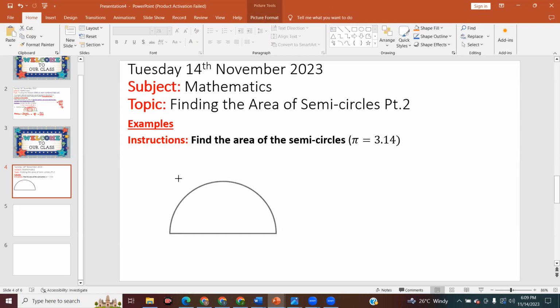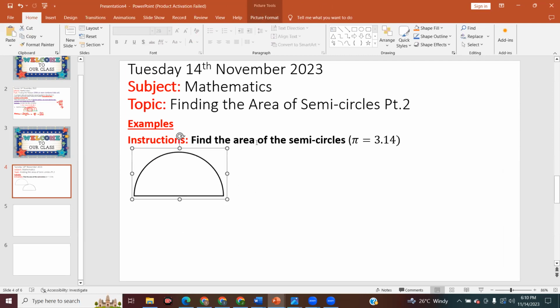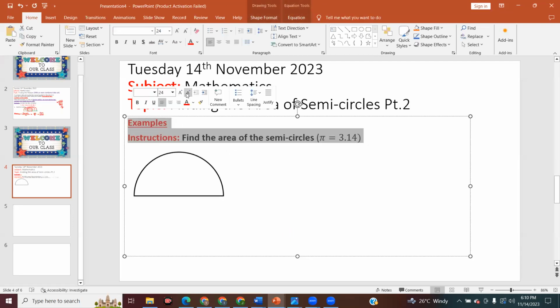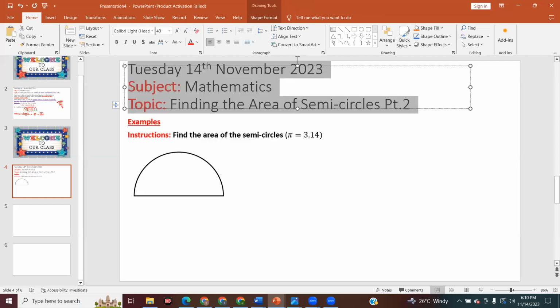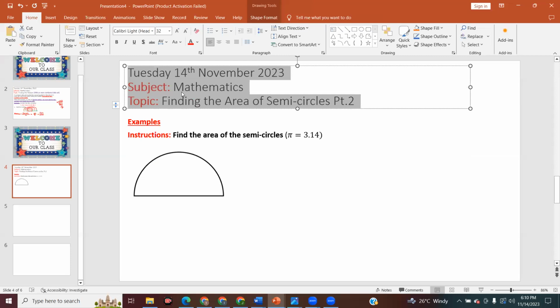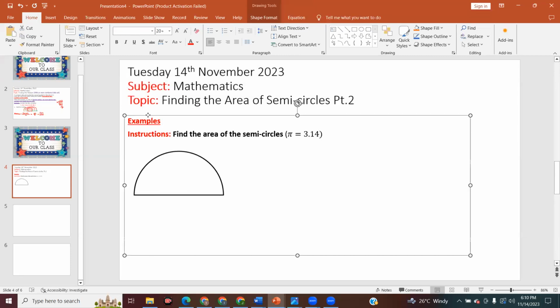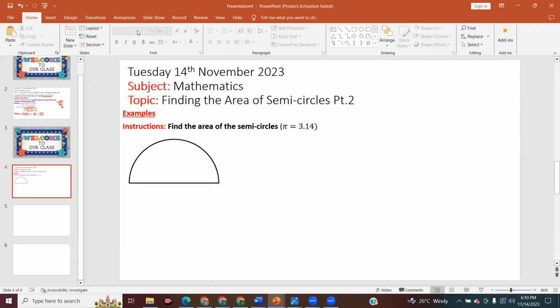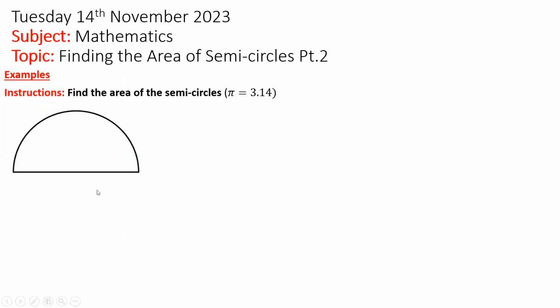So let's say we have this semicircle again. What I need to do is make this smaller, just so we have space. And let's say that we have this one. Let's make that smaller too. All right, so for this one, let's say that we know this is 18 centimeters.